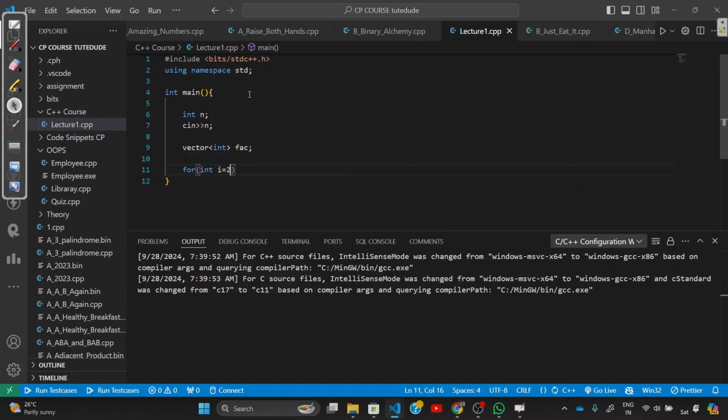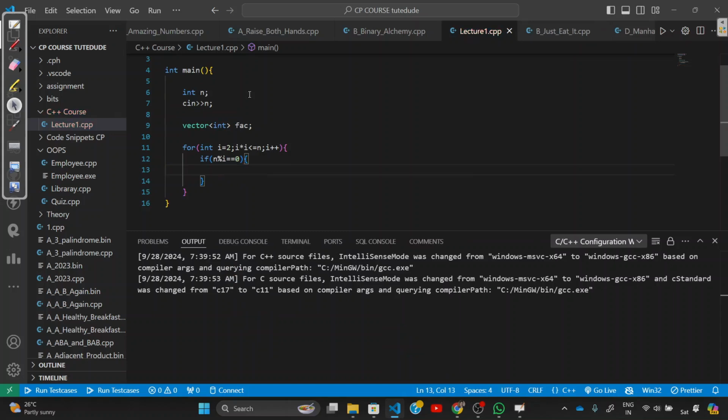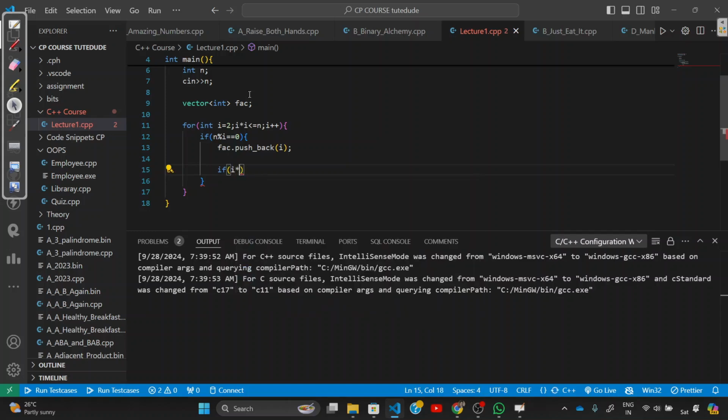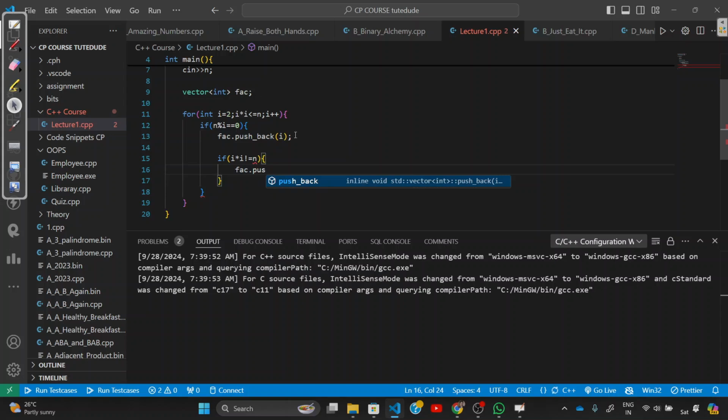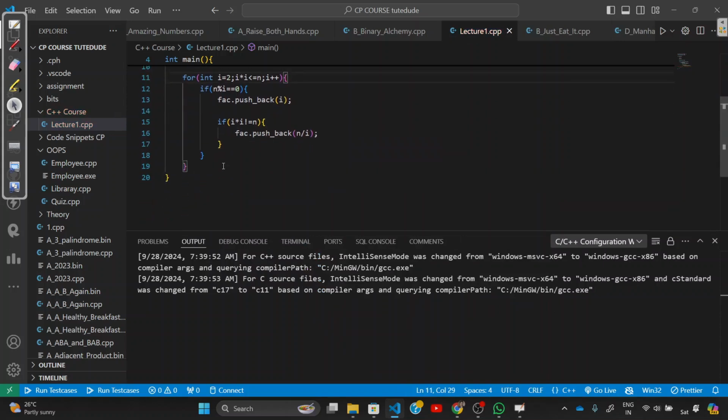We will run the loop from i equals 2 while i into i is less than or equal to n, because we are running through the square root of n, as I already explained, since n by i will cover the rest. If n modulo i equals 0, that means i is a factor. Firstly I will push back i. And if i into i is not equal to n, I will push back n by i as well, because it will not be written there. Let's see how it works. So yes, it printed all the factors.